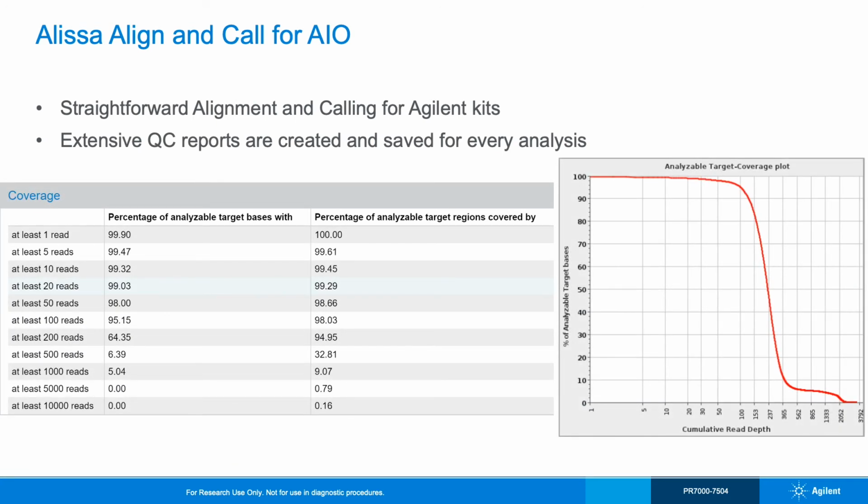Alissa Align and Call also performs an analysis on the coverage of our experiment. This is done in terms of the percentage of target bases and percentage of target regions, and it provides the depth for both of them in the tabular form, such as on the left, or as a graphical form on the right. In this case, we see that 99% of our target regions were covered with at least 20 reads. And you can use this information to determine if your sequencing depth was appropriate for your analysis.